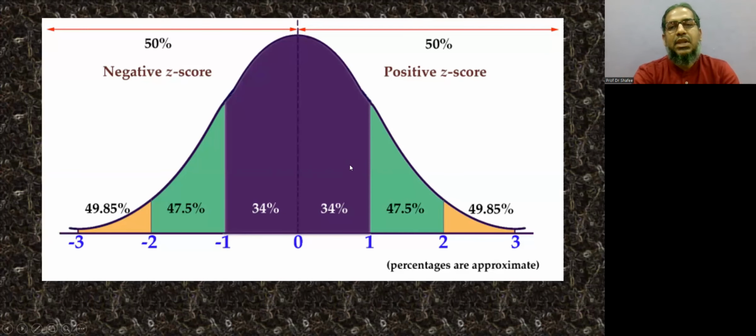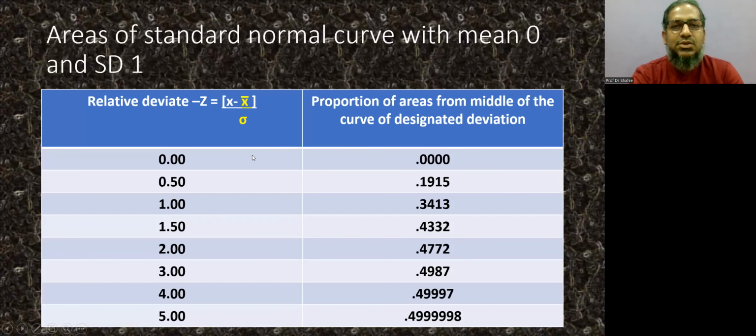In this figure, you can see that if the Z value is 1 or plus 1, there will be 34% observations. If the Z value is 2, it will cover 47.5% of observations. If the Z value is 3 or more, it will be around 49.85% of the observations. On the negative side also, if Z is minus 1, 34%, minus 2, 47%, minus 3, 49%. So like this, we have the positive Z score and the negative Z score.